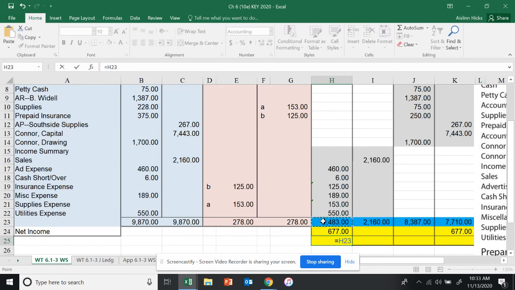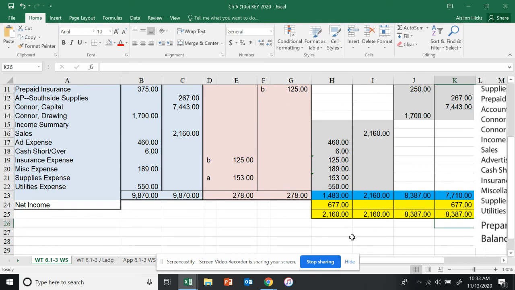When I add my columns up, equals this plus this equals this plus this. I get proving totals for my income statement, and I get a proving total for my balance sheet. Okay. Now, these numbers down here don't mean much to you right now. The 677 should, though. The 677, I just want to stress, that means that I made money because my sales are greater than my expenses.